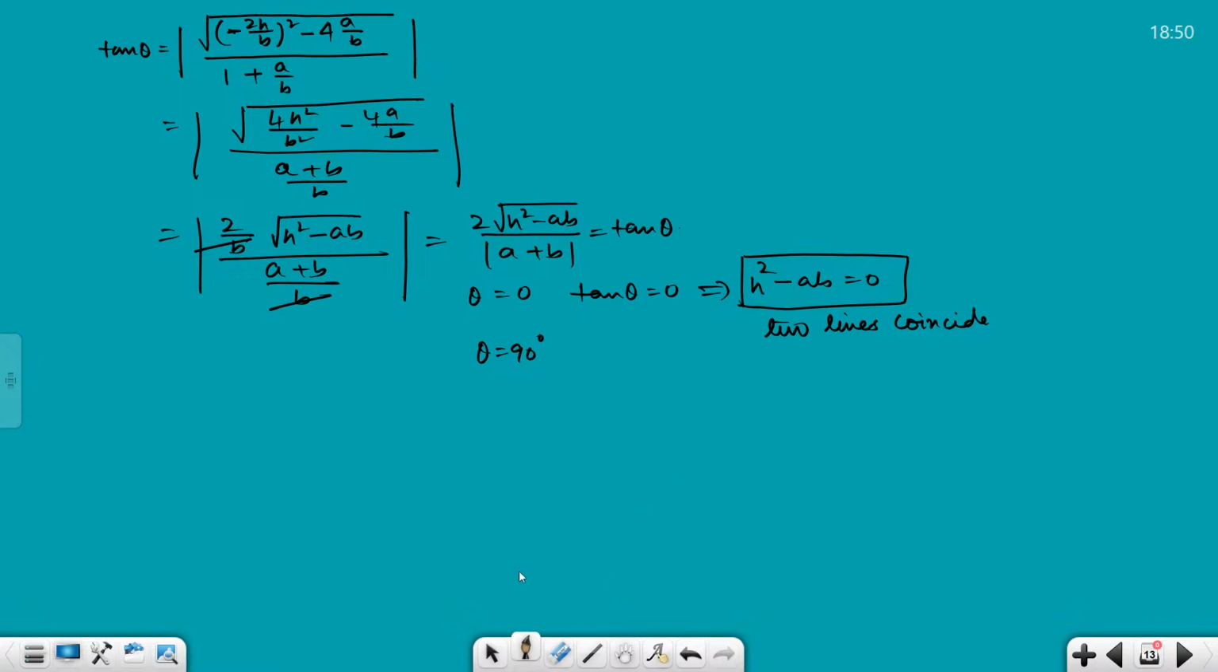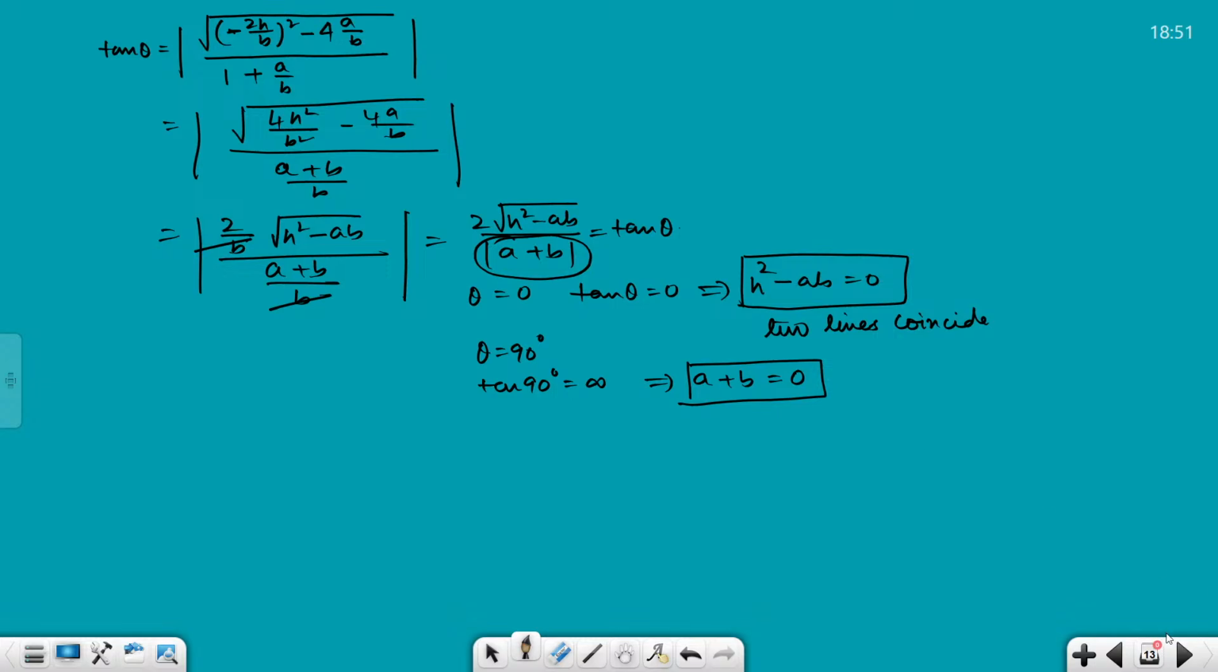What do you mean by 90 degrees? That is, your tan 90 will give us what? It's undefined. And how does it become undefined? When the denominator of this tan theta becomes 0, that is, your a plus b equals 0. So when a plus b equals 0, we say that these two lines are perpendicular to each other.